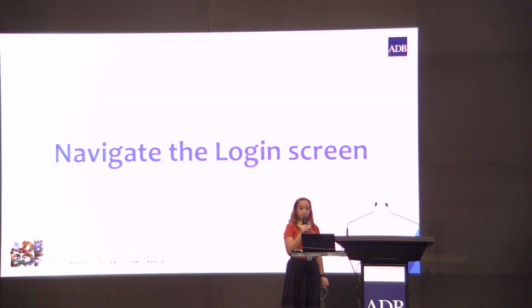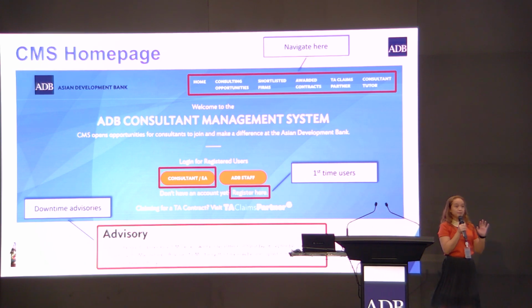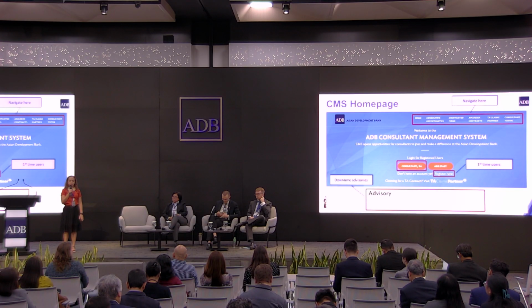Okay, so now let's go to the login screen. Upon opening the browser, type in cms.adb.org, and you will be taken to the CMS homepage. Just above, we have the navigation links: consulting opportunities, shortlisted firms, and awarded contracts. TA Claims Partner is a different application. It is mostly used by TA consultants or those who have consulting assignments under a project or a TA. And then we also have a consultant tutor. This is where you can download or view reference materials.